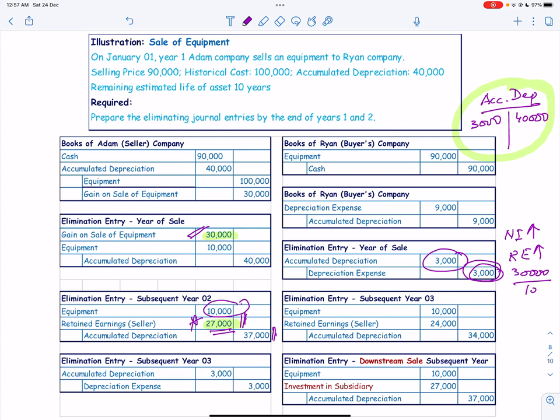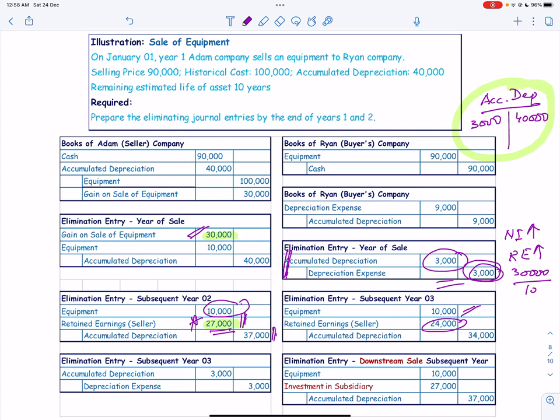In year 3, again we are going to debit equipment for 10,000, and now we are going to debit retained earning for 24,000 and not 27, as again 3,000 of gain is recognized in the buyer's book. You can remember that there is an overstatement of depreciation expense for 3,000. Remember, we will repeat this entry for 10 years: debit accumulated depreciation and credit depreciation expense until we use up all the gain or we resell the asset to the outside party. Also note that it doesn't matter whether it is an upstream or a downstream sale.